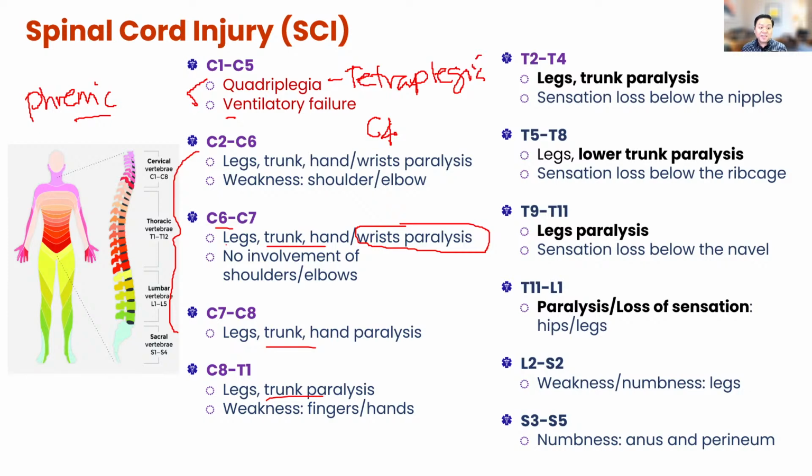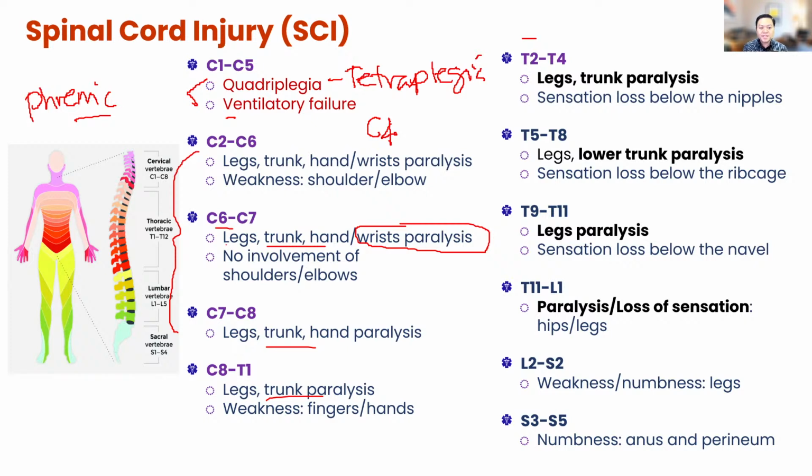Now, focusing on the T levels, please take note. We are on the thoracic this time. You really need to pay attention to the loss of movement and sensation. Depending on where the injury is along the thoracic spine, there's going to be loss of movement, also a loss of sensation in the chest and trunk. There's also decreased function of the bowel and bladder, and the legs as well.